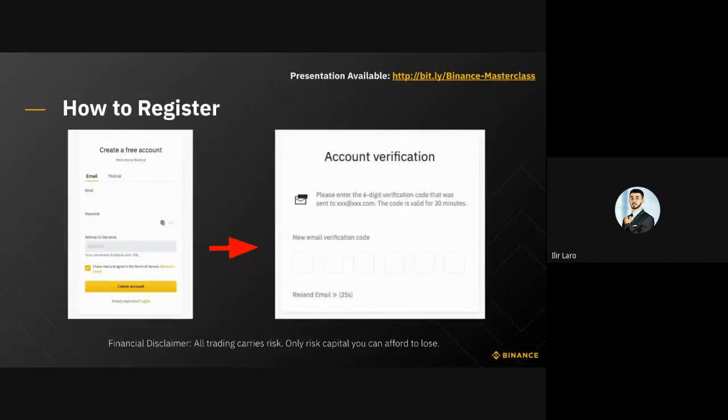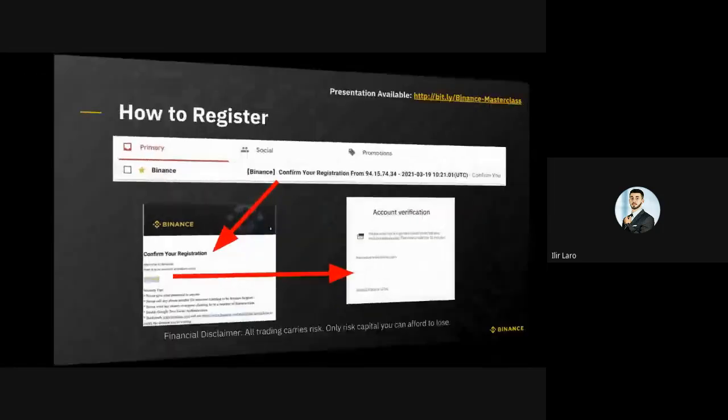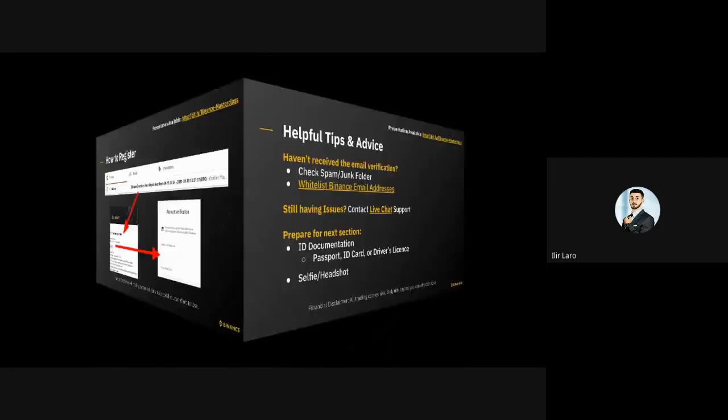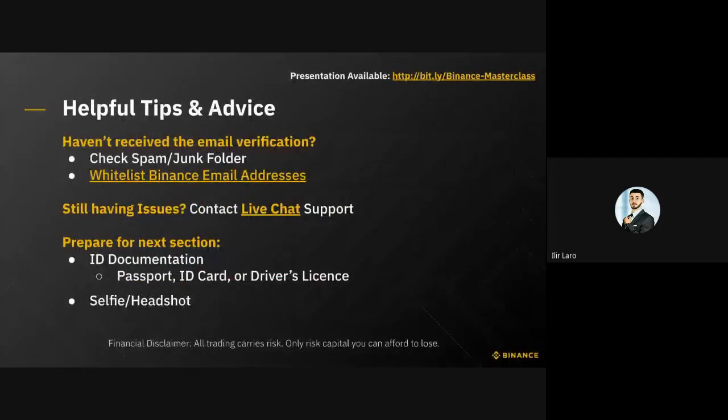To register, you enter your email and password. Then you will receive a verification code to enter. As you can see here, you receive it via email. This will contain a 6-digit numerical code, and you enter that into the verification code section. And then that's pretty much it. It's really simple to register an account.